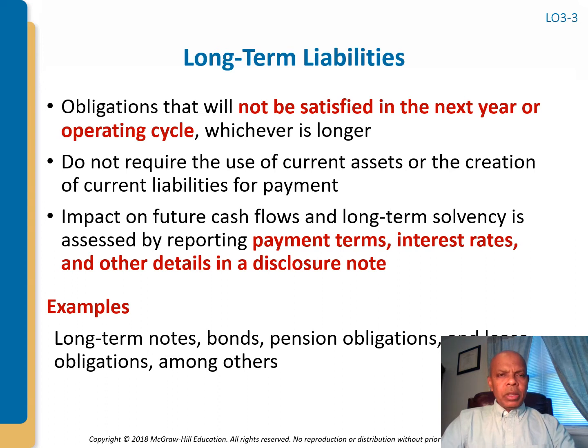Long-term liabilities, we know what they are. Obligations that will not be satisfied in the next year or operating cycle, whichever is longer, and do not require the use of current assets or the creation of current liabilities for payment. Okay, the impact on future cash flows and long-term solvency is assessed by the reporting of payment terms and interest rate. These are long-term loans, so whatever you borrow, bonds, whatnot. Examples: long-term notes, bonds, pension obligations, lease obligations, and all kinds of stuff. Okay, those are long-term, more than a year to pay.